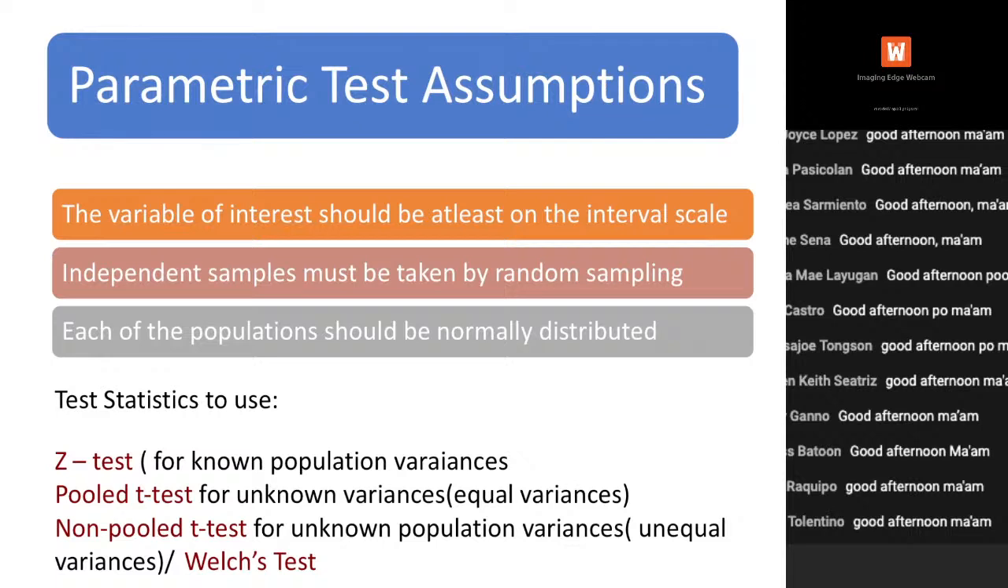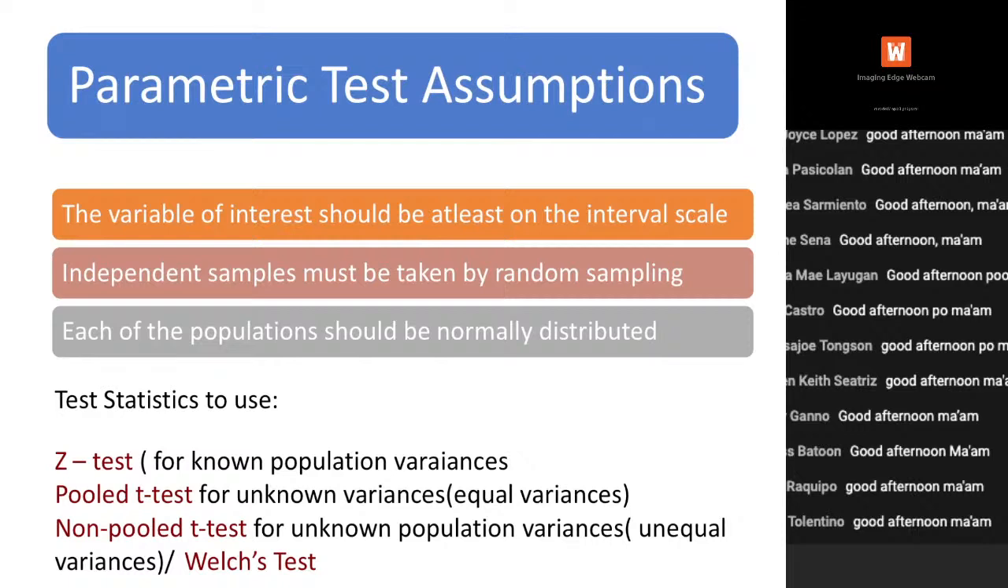Ulit, yung assumption natin for parametric test: at least quantitative yung data, interval scale. The sample is obtained by random sampling, okay? And the population should be normally distributed. Take note that we are comparing two populations now. So, you check on the normality of the two populations. Both populations must be normally distributed. Yung dalawa, dapat normally distributed.